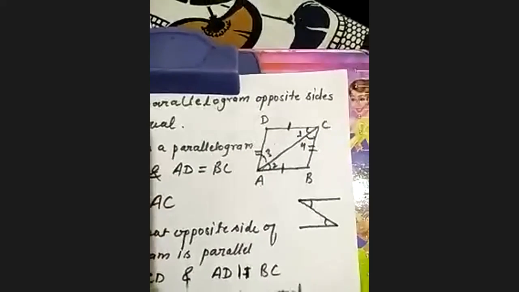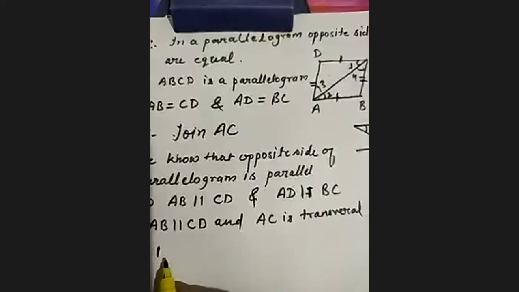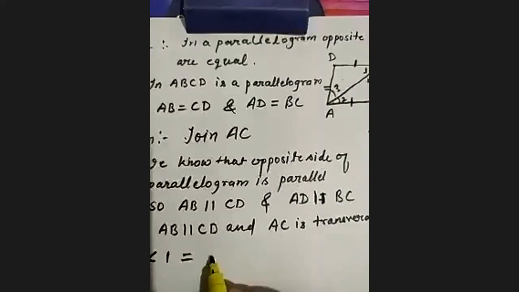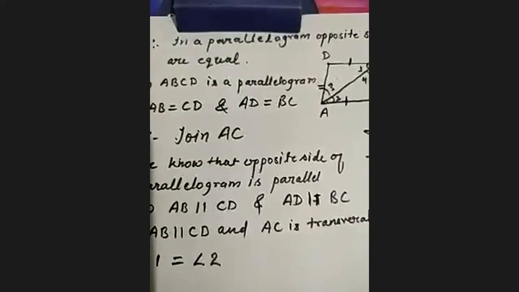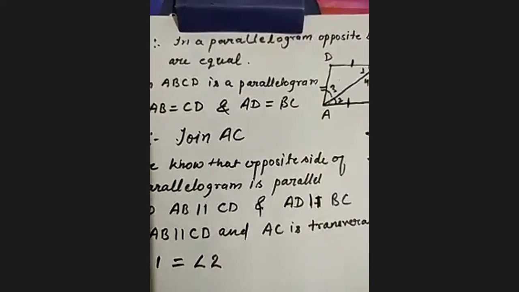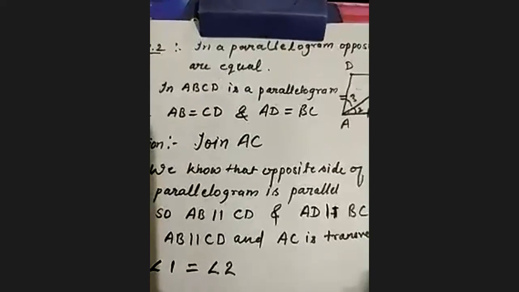both angles are equal. How? Because they are alternate angles. That means, here we take angle 1. So angle 1 is equal to angle 2. Angle 1 will be equal to angle 2.